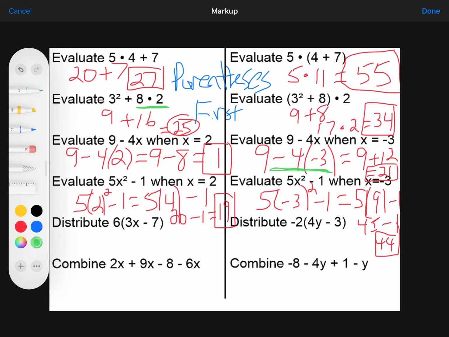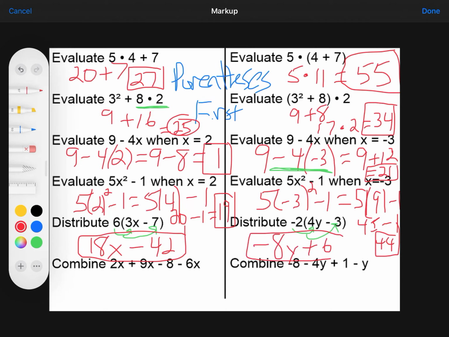All right. Distributing is pretty easy. You just need to make sure you multiply both things. So 6 times 3 is 18x, but then 6 times 7 is 42, and it'll be minus 42. No solving. Leave your answer like that. When you distribute a negative, again, just double check that you remember a negative times a negative is a positive. So it's plus 6, not minus 6. And make sure you distribute to both things.